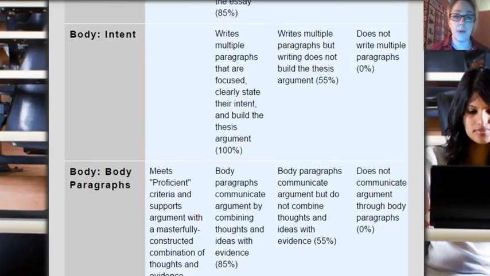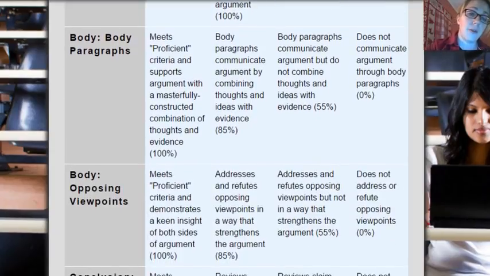For our body, we want to make sure that we write multiple paragraphs, and remember, a paragraph is a minimum of 5 sentences, okay? Make sure that we're writing multiple paragraphs that clearly state their intent and build their thesis argument. So we want to have properly formatted paragraphs. Make sure we've got that topic sentence and a transition or concluding sentence, and use evidence to support our thesis. In regards to our body paragraphs, we want to make sure that our paragraphs communicate the argument by combining our thoughts with the evidence that we're using.